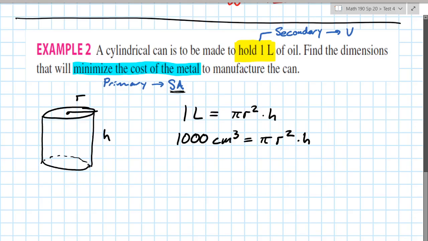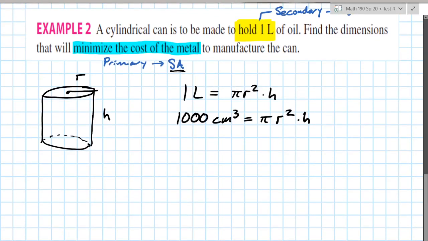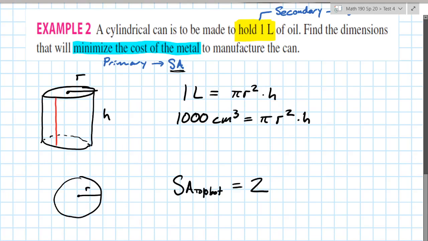So now we need to come up with the surface area formula for the cost of the metal. If we were to take a can opener and dismantle this can, we see that the top and the bottom are both circles with radius r. So you have a surface area of the top and bottom, which is going to be 2 times pi r squared.